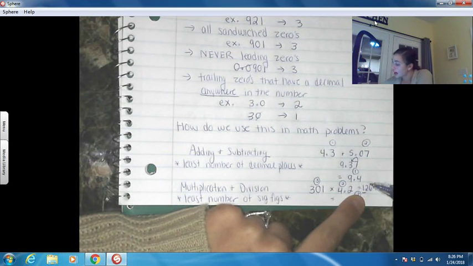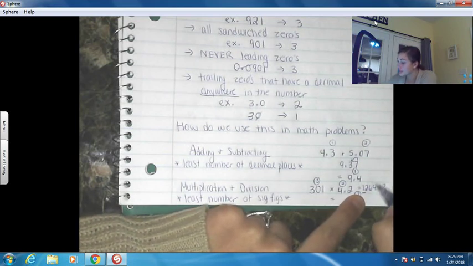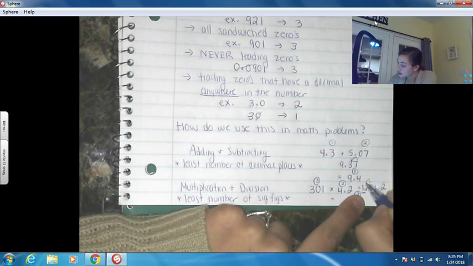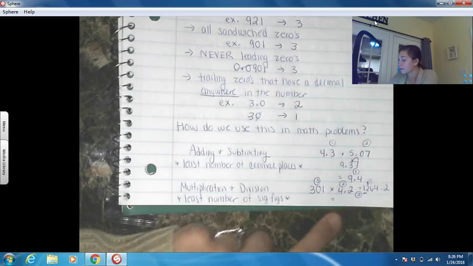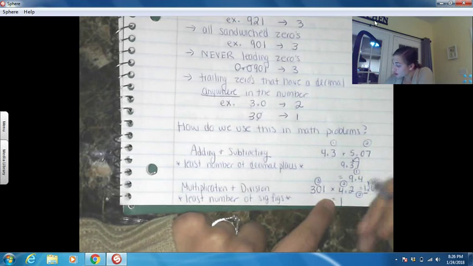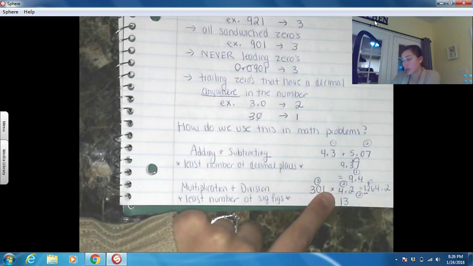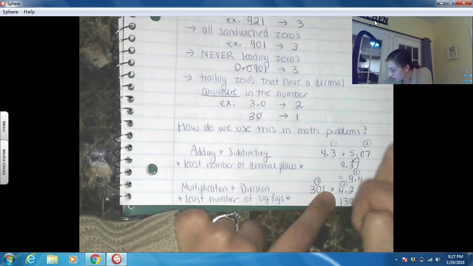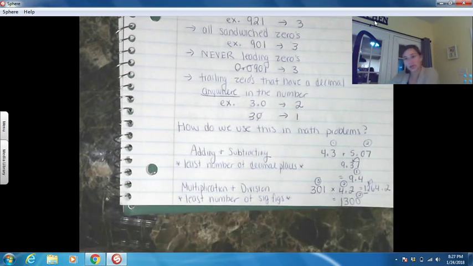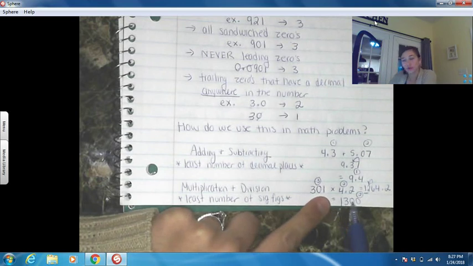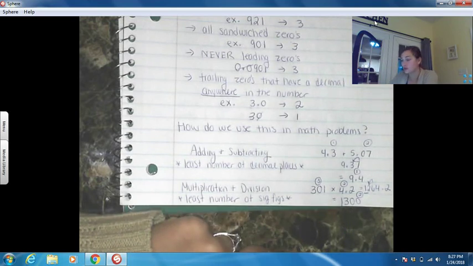I look directly to the right of that last sig fig. It is a 6. A 6 rounds up. So we have 1, 3, because the 6 rounds it up, and everything else that's to the left of the decimal place is going to get changed to a 0. So our 1264.2 changes to 1300 when we only have 2 significant figures.